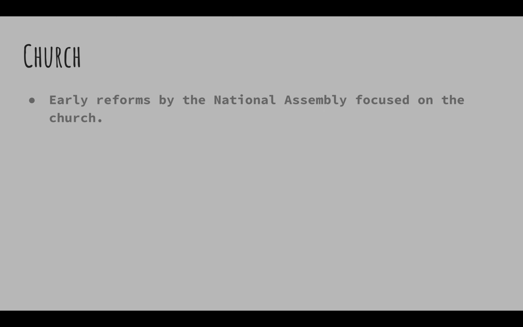But remember, the church really didn't have to pay any taxes. They donated about 2% of their annual income, and they used that almost, I guess you can say, as a tax, but if you think about it, 2% is close to nothing. So the early reforms by the National Assembly are really going to focus on the church. They're going to take a lot of power and a lot of land away from the church. And they're going to take land specifically away from the church for one reason. They need to pay off the huge debt that France has accumulated.